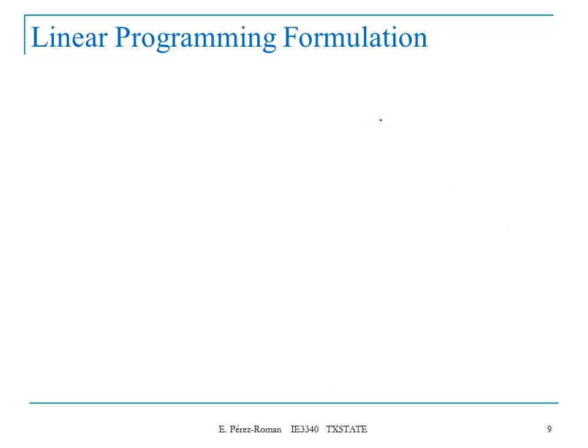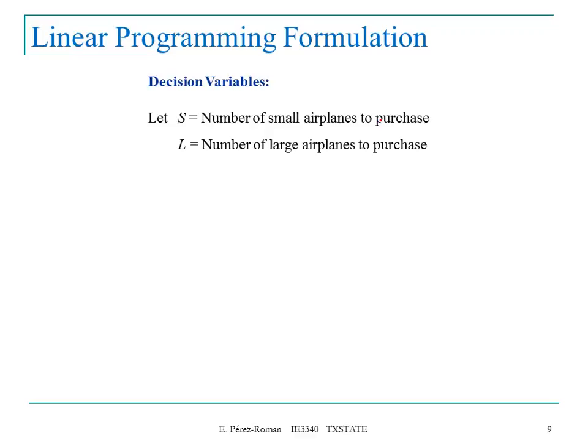Now, the linear programming formulation is going to have two decision variables, S and L. This is the first time you see this notation for a decision variable. Again, for a decision variable, you can use any letter. I decided to use S and L for this problem just to make a distinction between small airplanes and large airplanes. So S is the number of small airplanes to purchase, and the number of large airplanes to purchase is L.